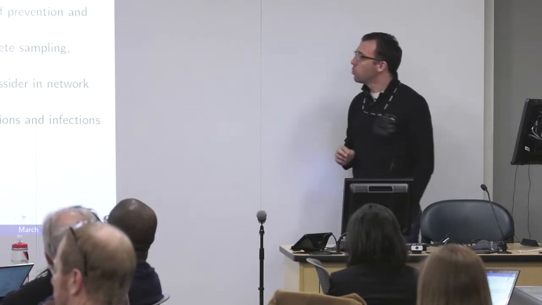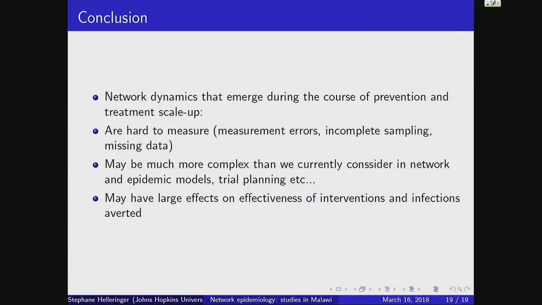Okay? So in conclusion, briefly, about the network dynamics that emerged during the course of prevention and treatment scale-up. First, they're hard to measure, and that's something to keep in mind. Measurement errors, incomplete sampling, and missing data. They may be much more complex than we currently consider in network and epidemic models, trial planning, and so forth. And they may have large effects on effectiveness of interventions and the number of infections we're able to avert. Okay, and I'll keep it there.